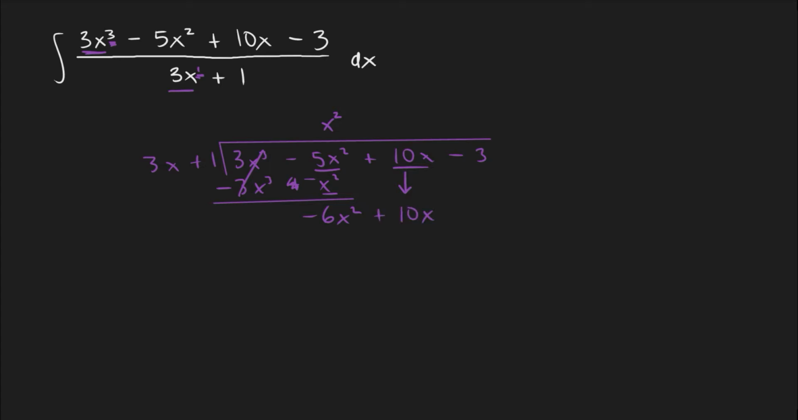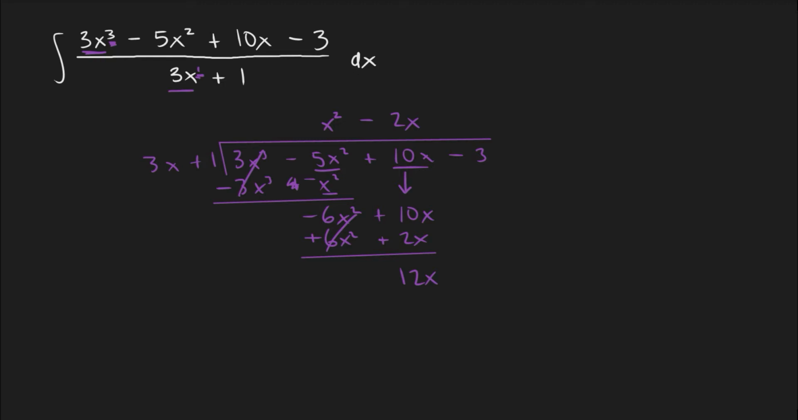And we can do the same thing for these leading terms. So what can I multiply 3x by in order to get negative 6x squared? That's going to be negative 2x, right? So I'm going to write our negative 2x up here, then multiply this through these two terms. So negative 2x times 3x is going to be negative 6x squared. Negative 2x times 1 is just going to be negative 2x. We once again subtract. So I'm going to flip the signs. Then these cancel out. Then 10x plus 2x is 12x.